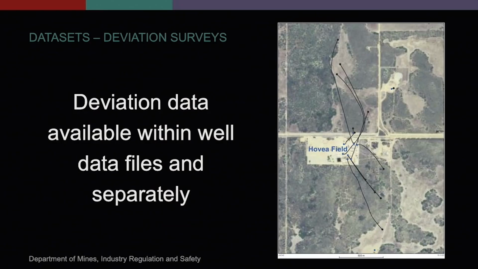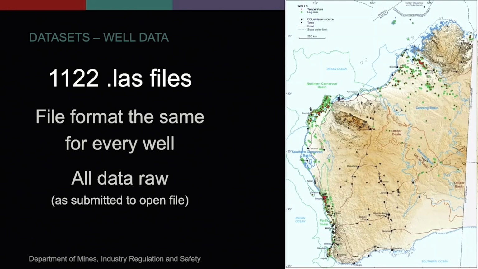The other data set that's included in the well files is the deviation data. This is also provided as a separate file. If there was no deviation data for a well, it's presumed that it was vertical, and if there's an inclination only, the azimuth has been assumed to be 0. This map shows the final distribution of wells with log data, also highlighting wells that have temperature data, and the location of the state's major CO2 emission sources.